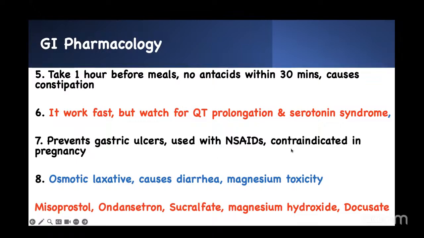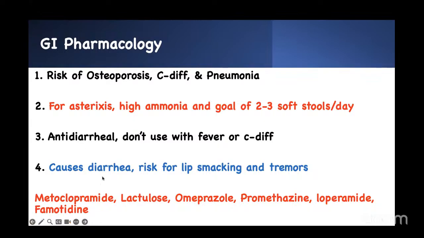It's contraindicated in pregnancy, misoprostol. But if you're taking NSAIDs, you can take it with them for gastric ulcer prevention. QT prolongation, SSRI for antiemetic, ondansetron. And if you're taking it 1 hour before meals and you get constipated, sucralfate. And the last group, osteoporosis, C. diff, pneumonia, this is the PPI, omeprazole.